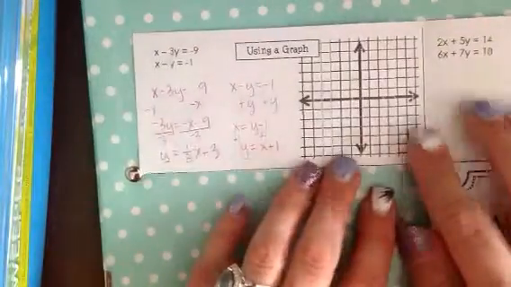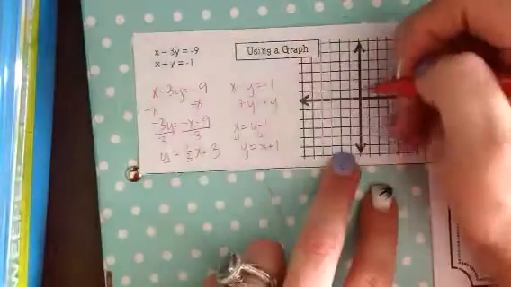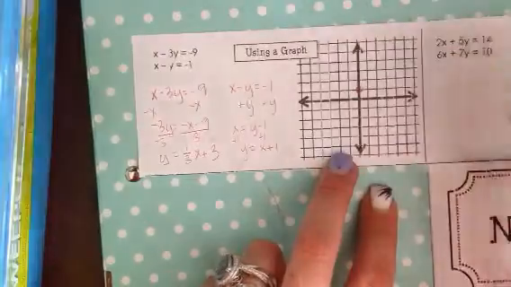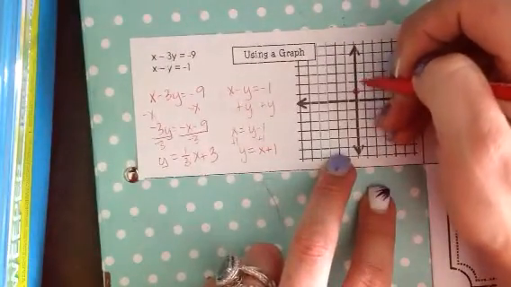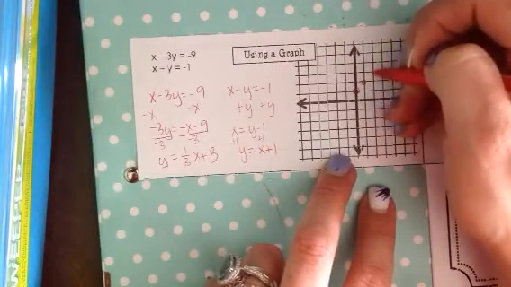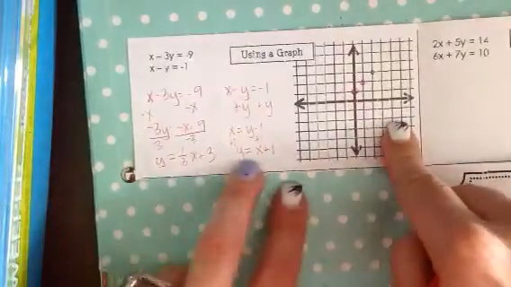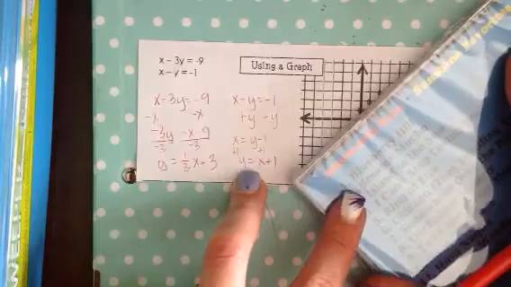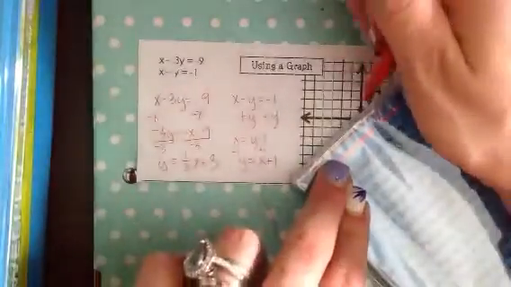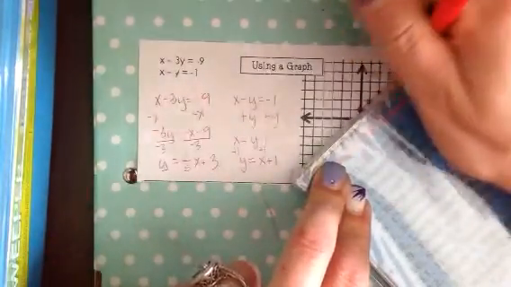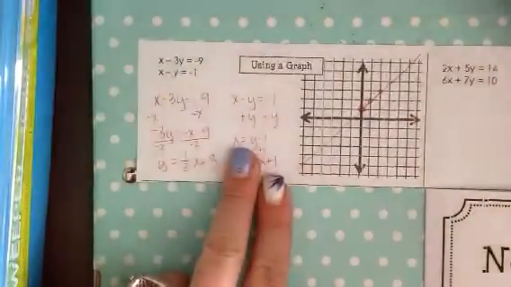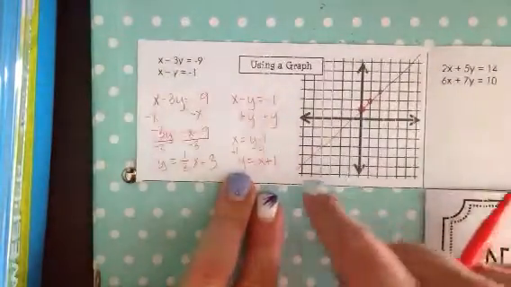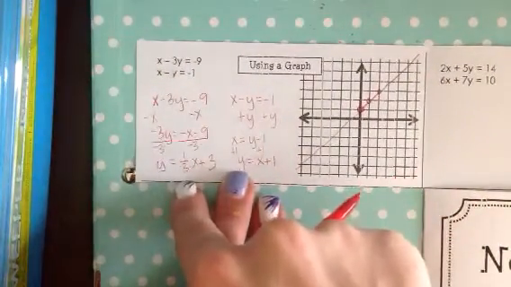So now I can graph these. If I start with this one, I have a y-intercept of 1 and a slope of up 1 over 1, up 1 over 1. And then if I connect those dots, I'm going to use a CD case here. I can then plot the other equation.